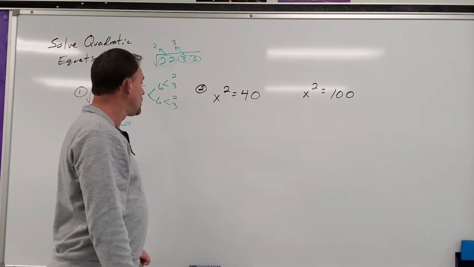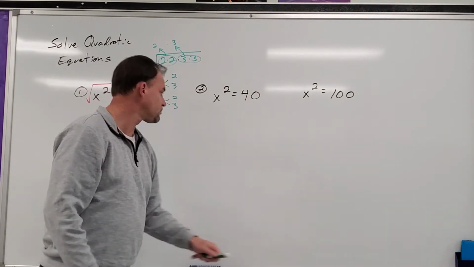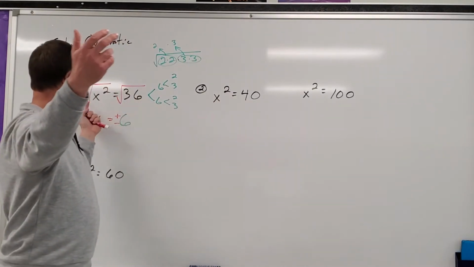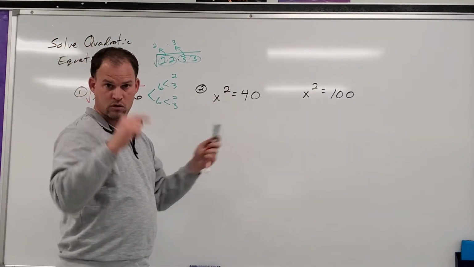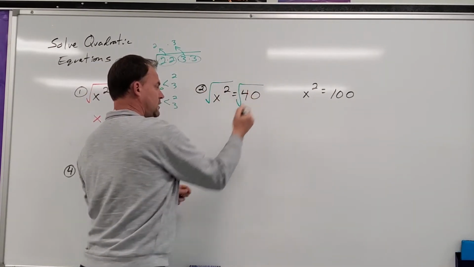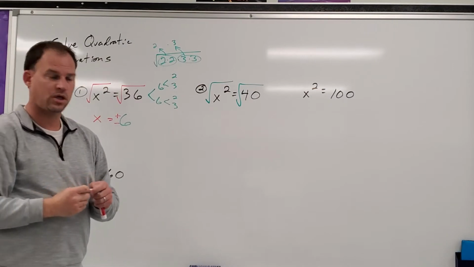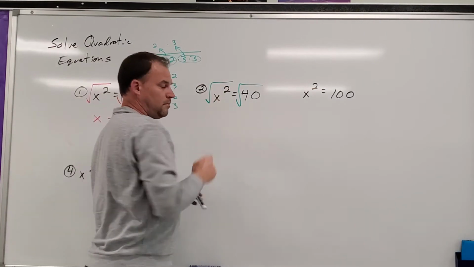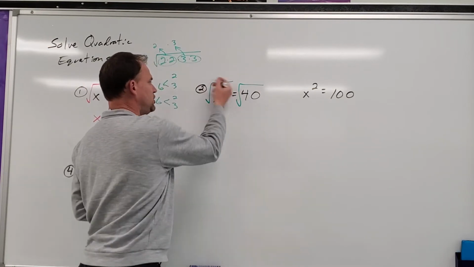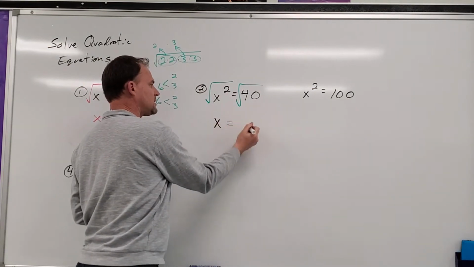So, number 2. I have x squared. What's the opposite of squaring? Square root on both sides of the equation, okay? Opposites, square root and square. Opposite gives me just plain x on this side.